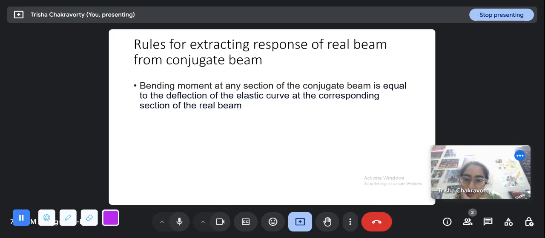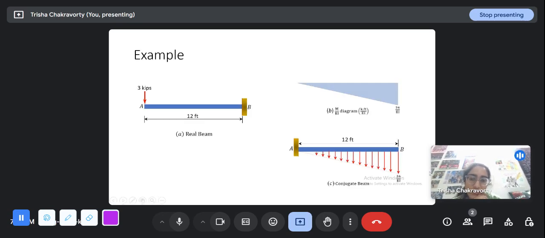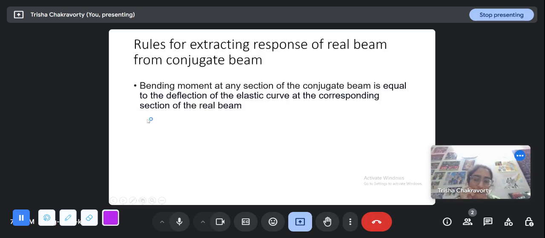So these are the rules. Bending moment diagram at any section of the conjugate beam is equal to the deflection of the elastic curve at the corresponding section of the real beam. So it means that if I ask, tell me the deflection at this point A, then all I need is to find out the bending moment at A for this conjugate beam, not for this. This is the bending moment diagram of the real beam. Now I have the loading on the conjugate beam. Now I just have to find out the bending moment at this point. I don't have to find the entire diagram. If I find the bending moment at A, I'd have the deflection at A in the real beam.